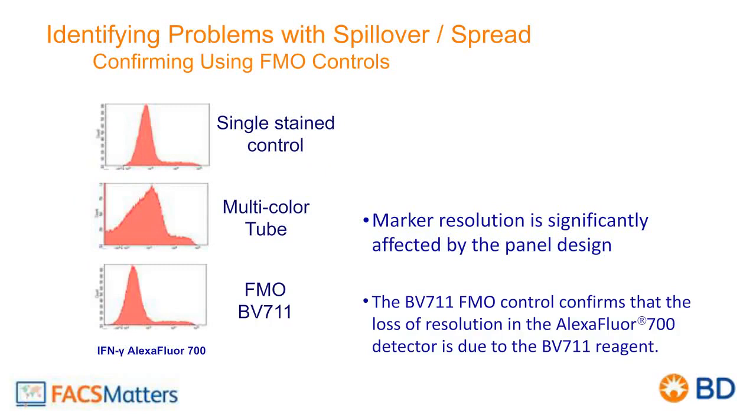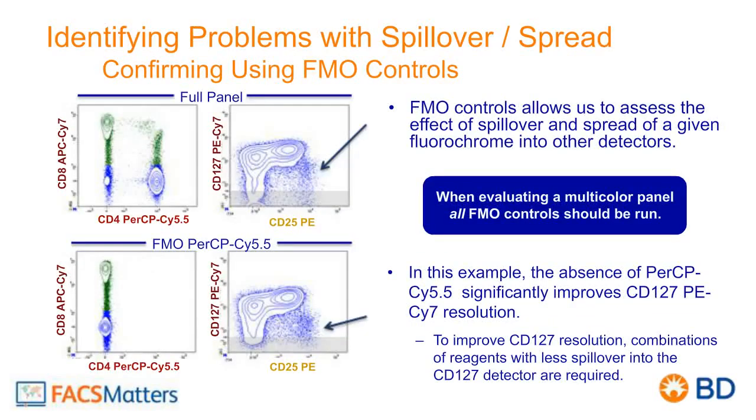So this is where the FMO comes in. We'll go into this in more detail, but the FMO here is, because it was Alexa Fluor 700, if we go back to our RIM table, we'll see what colors can significantly impact Alexa Fluor 700, and one of the major ones is BV711. So now what we're doing is looking at the multicolor tube with everything except the BV711. And what you can see is now your Alexa Fluor 700 looks very much like your single stain control. So that's telling you that the problem you've got with the Alexa Fluor 700 is coming from your BV711. So now you can proactively go back and try and change that to make a better panel.